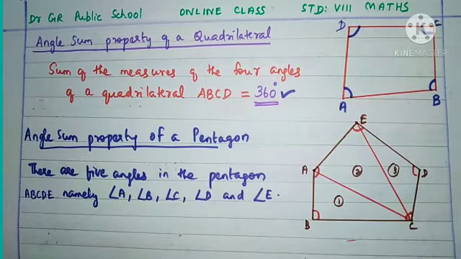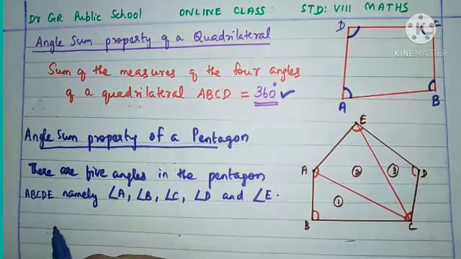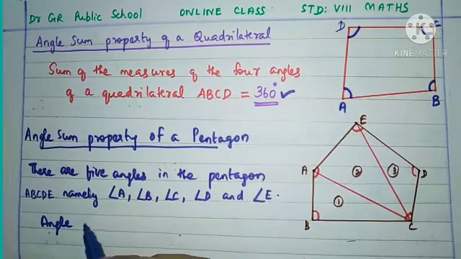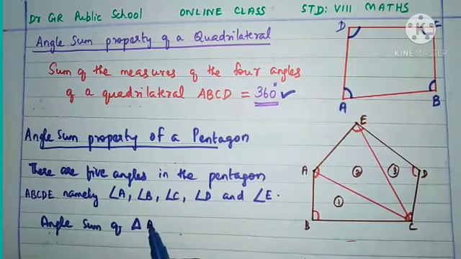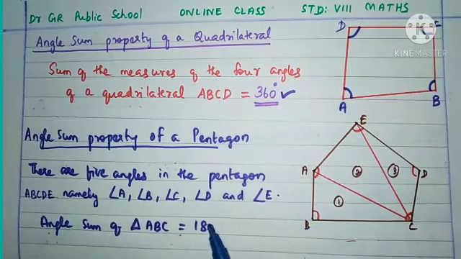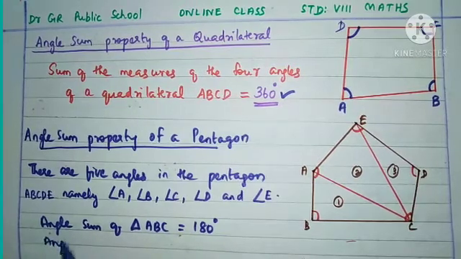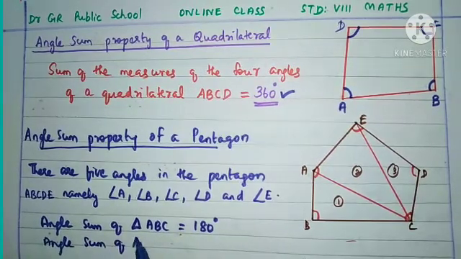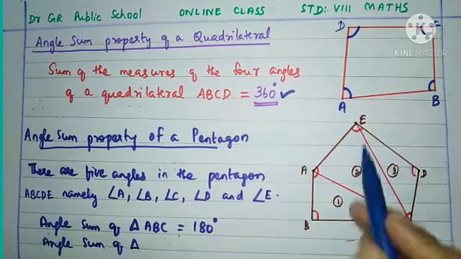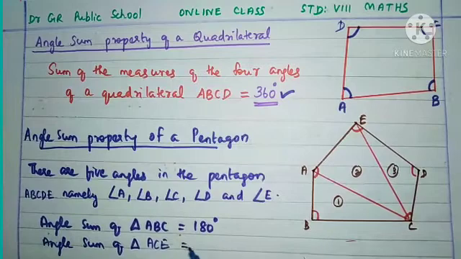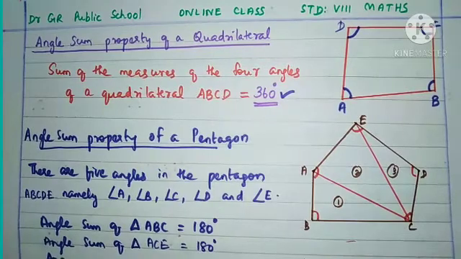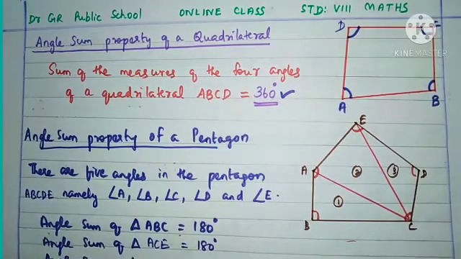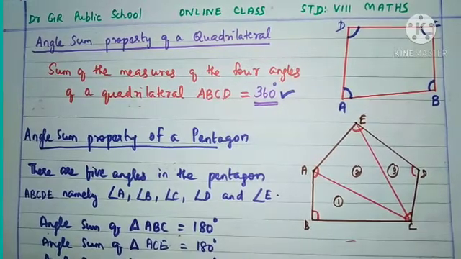Okay, so what can we conclude here? Angle sum of triangle. What is the first triangle? ABC. What is the angle sum of this triangle? 180 degrees. Similarly, angle sum of triangle, what is the second triangle? ACE. That is also 180 degrees. And what is the third triangle? CDE. So we can write angle sum of triangle CDE. That is also 180 degrees.